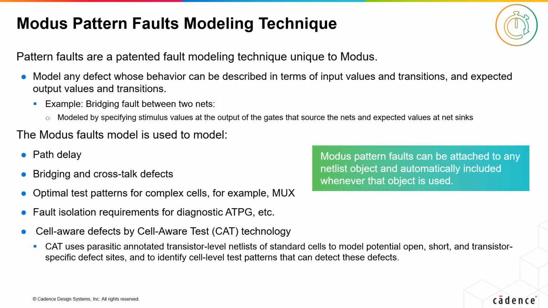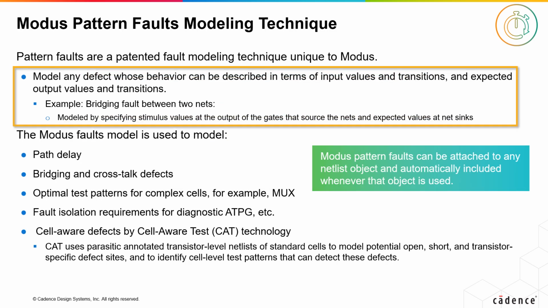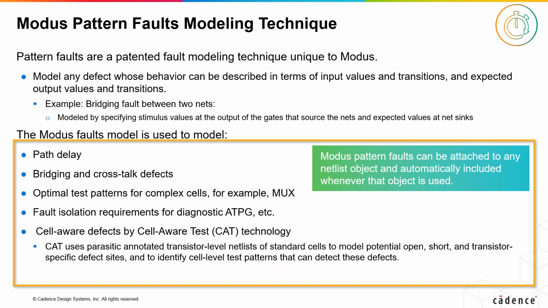Pattern faults allow the tool to model defects that are not modeled by the traditional stuck-at or transition fault model. For instance, a bridging fault between two nets may be modeled by specifying stimulus values at the output of the gates that source the nets and expected values at the net sinks. This is a very powerful and general capability that allows many different situations to be described in a way that test patterns can then be generated.